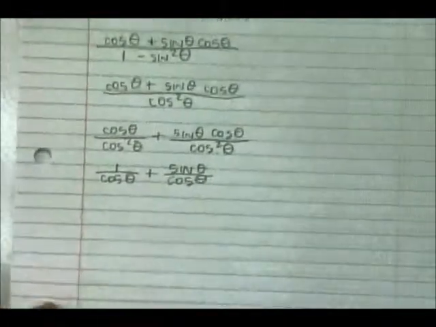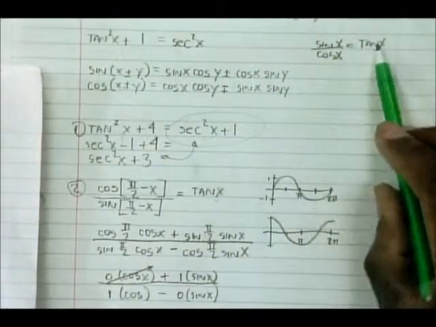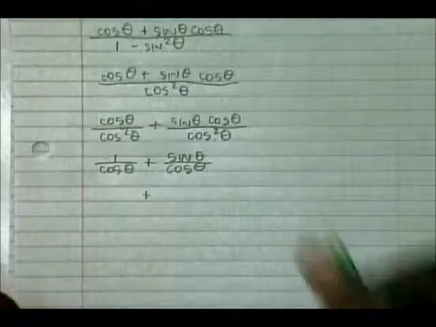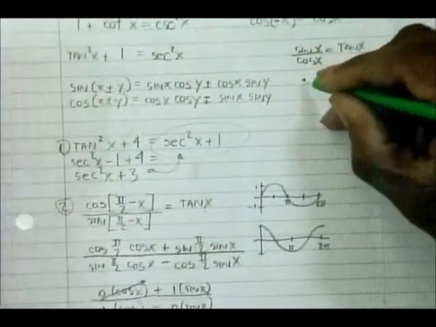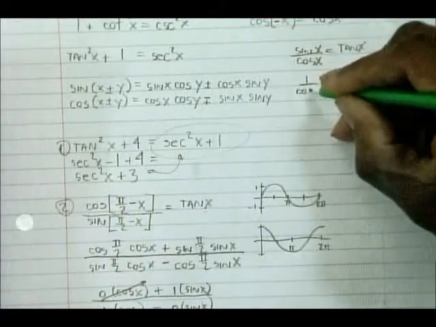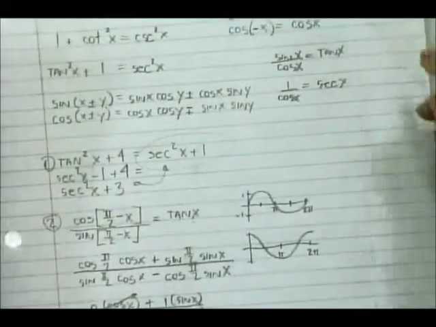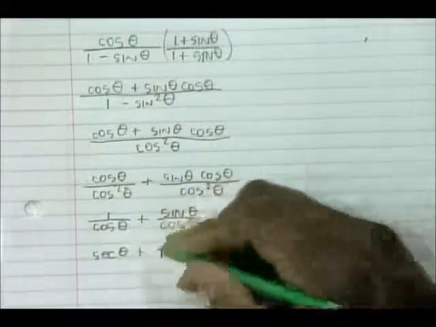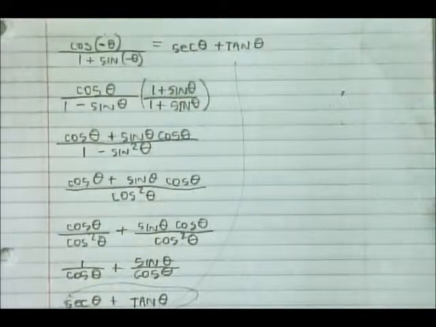One of the things that I told you over here is that sine x over cosine x is tangent x. So the sine of any angle over the cosine of that same angle is the tangent of that angle. And an identity that I should have had over here is 1 over cosine x is secant x. So therefore 1 over cosine theta is secant theta. Notice how after a little bit of work you do end up with the same thing.